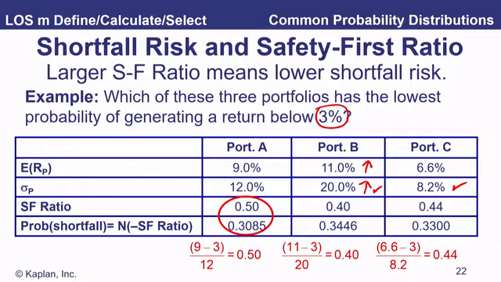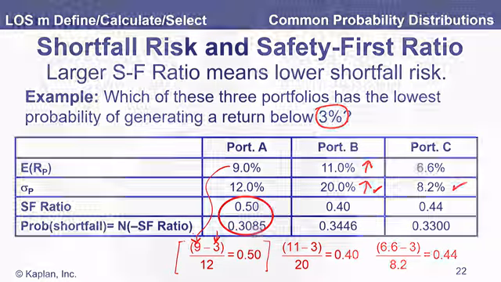So now we need to rank these portfolios, and what we're going to rank them on is their shortfall risk, their probability of generating a return less than 3%. So what we're looking at here with our safety first ratio is how many standard deviations below the mean is our target return. So here's our target return of 3, here's our expected return of 9%. We're saying our target or threshold return is half a standard deviation below the mean.